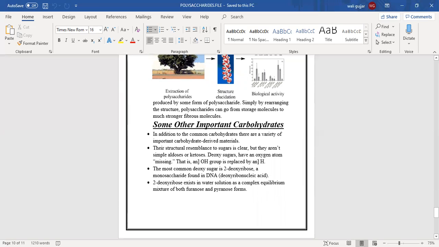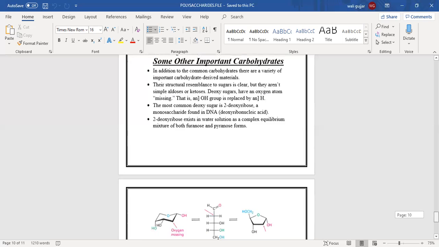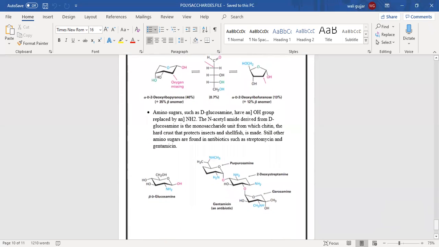So 2-deoxyribose exists in water solution as a complex equilibrium mixture of both furanose and pyranose forms of the sugar. Amino sugars such as D-glucosamine have a hydroxyl group replaced by an amine. The N-acetyl amide derived from D-glucosamine is the monosaccharide unit from which chitin, the hard crust that protects insects and shellfish, is made. Still other amino groups are found in antibiotics such as streptomycin and gentamicin.